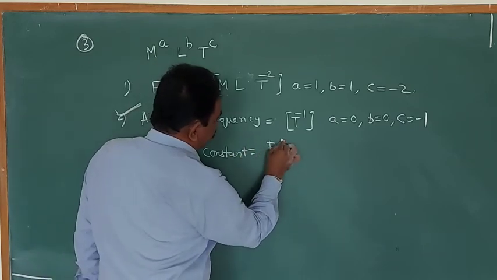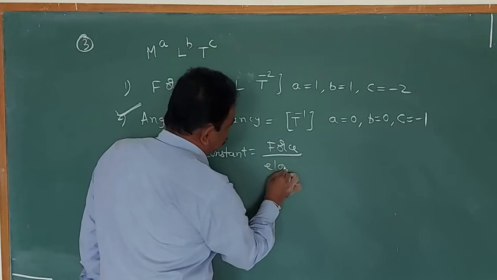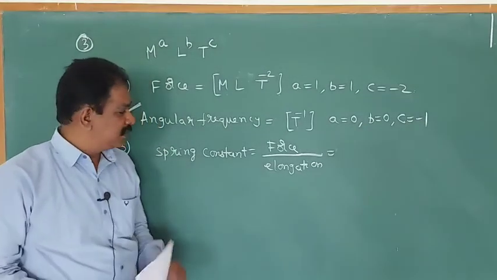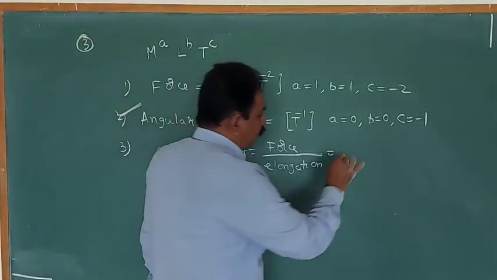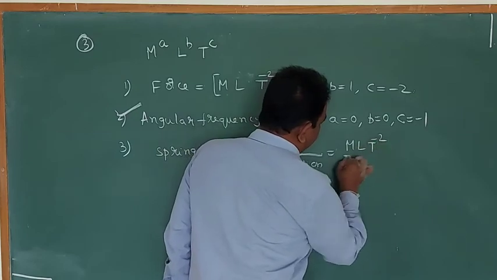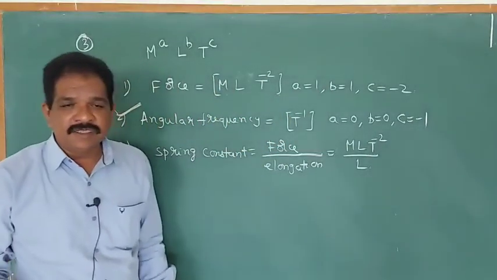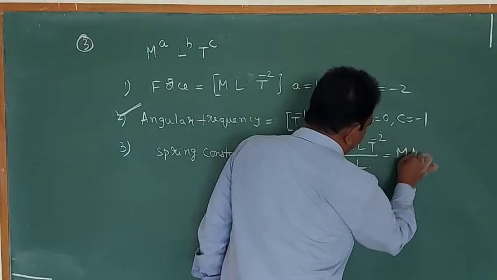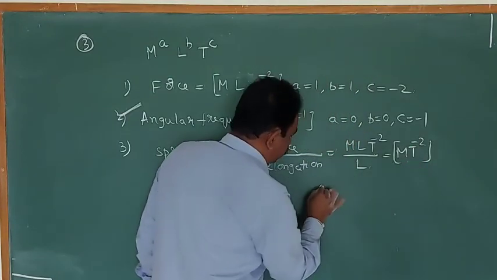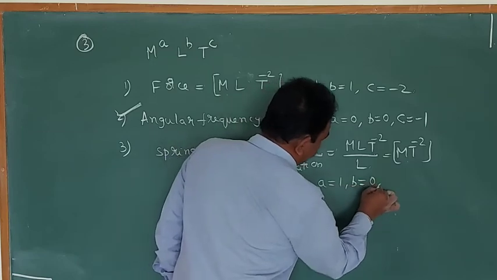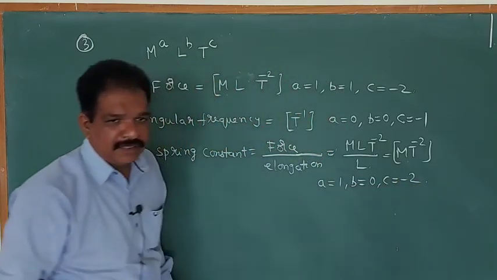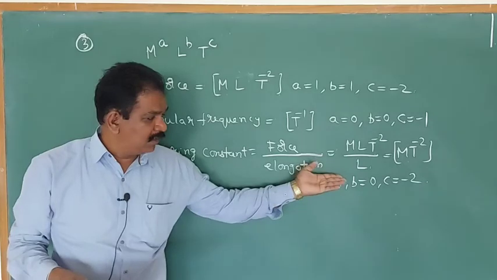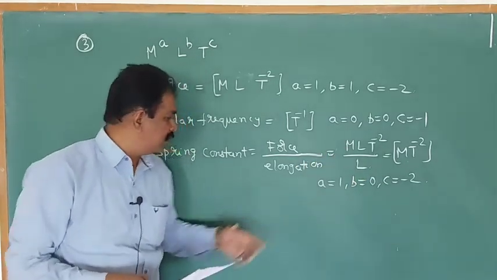Spring constant. This is force by elongation formula. Force per unit elongation is called the spring constant. Force dimensional formula is M L T power minus 2. Elongation is nothing but a form of length, so L, so it becomes M T power minus 2. So a is equal to 1, b is equal to 0, c is equal to minus 2. Not. You check, the option says a is equal to 1, b is equal to minus 1, c is equal to minus 2. This is not the answer.